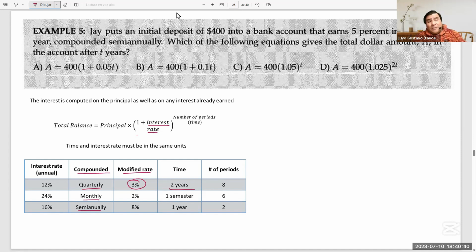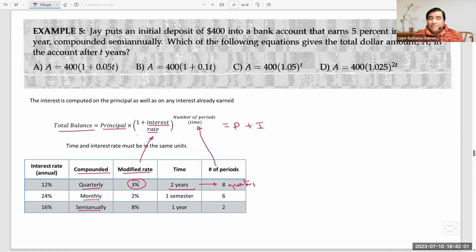And the duration of the investment, express it in numbers of periods in which the interest is accumulated. For example, 2 years expressed in quarters. And in the formula, use this rate and use this number as the exponent, okay? The principal is always the initial investment amount. Total balance is the principal plus all the interest earned, okay? That is always the principal plus the interest earned.